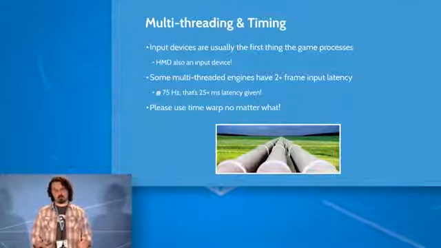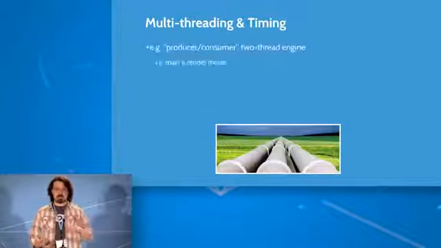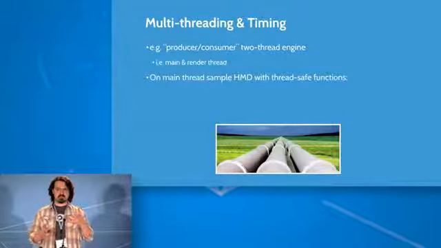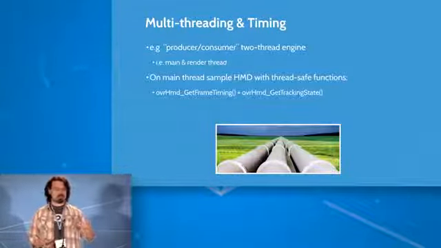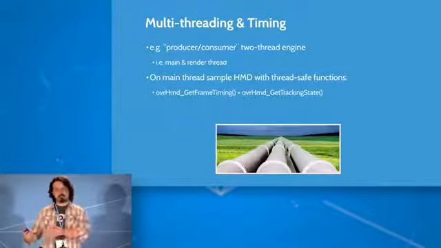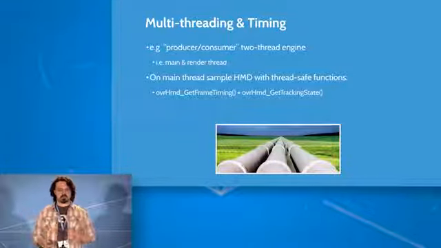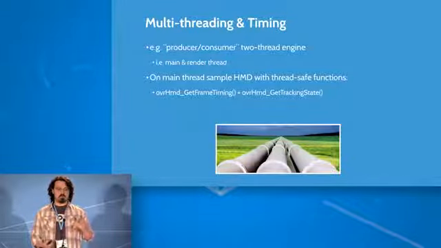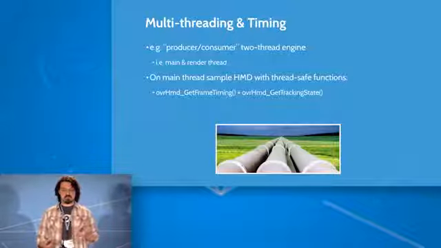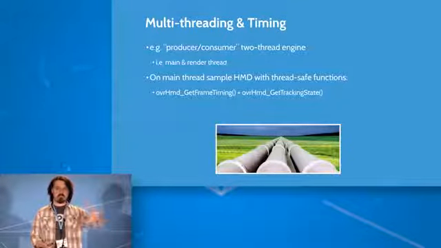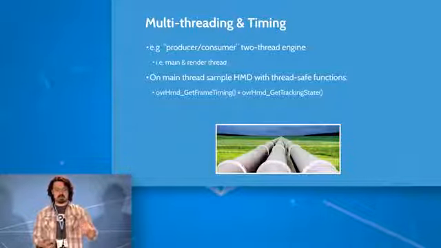And this is where Time Warp again comes into play. You want to make sure you're absolutely using Time Warp to decrease your latency, but that's not the only trick. When you look at a classic 2-thread engine with a producer-consumer model, the main thread is generating the simulation data, passing it over to the render thread, and the render thread eventually sends it off to the GPU. On the main thread, you want to make sure you're calling only the thread-safe functions that go into sampling the head-mounted display pose. Essentially, what that comes down to in our SDK specifically is that you're calling get frame timing, and that gives you the values that you can send into get tracking state.